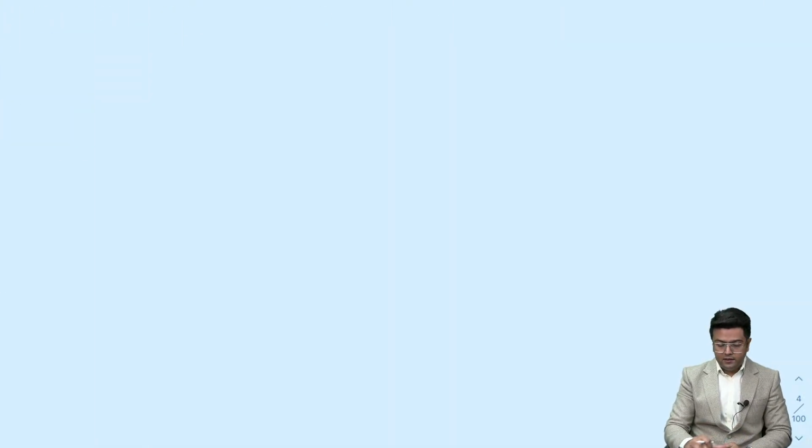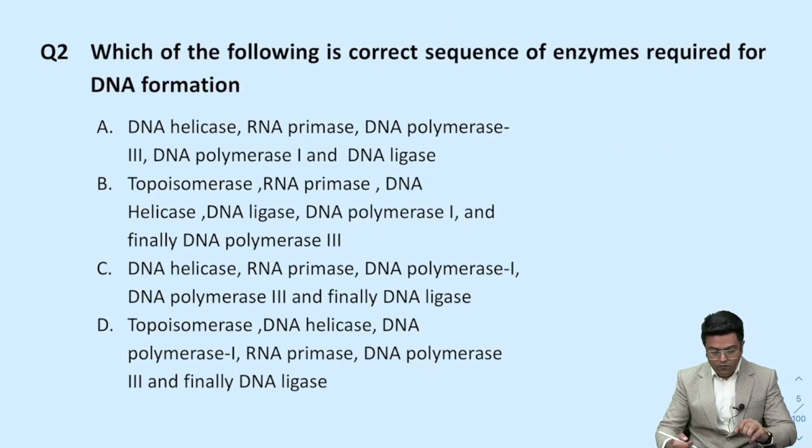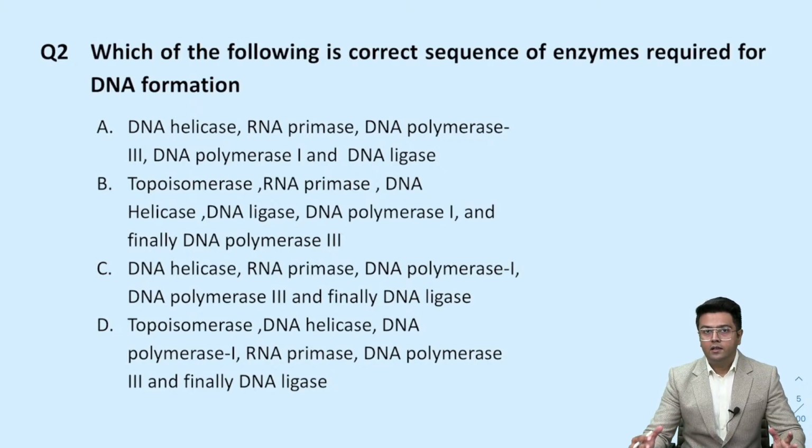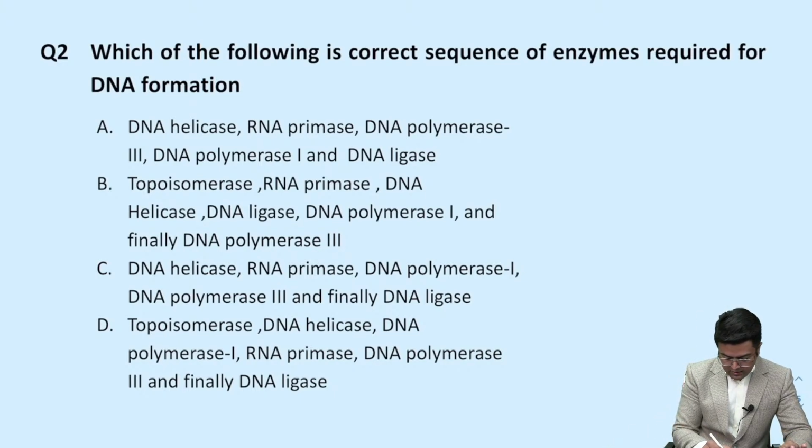Okay, moving to the next question. Which of the following is the correct sequence of enzymes required for DNA replication, or the DNA formation? See guys, the first enzyme is always helicase. Helicase starts breaking the DNA and makes a replication fork, right? The second enzyme can be topoisomerase because it keeps on releasing the supercoiling. So the first enzyme should always be DNA helicase. So I can rule out option B and option D already.